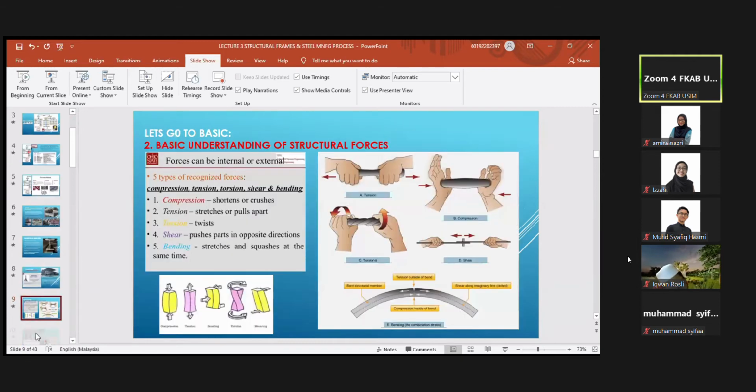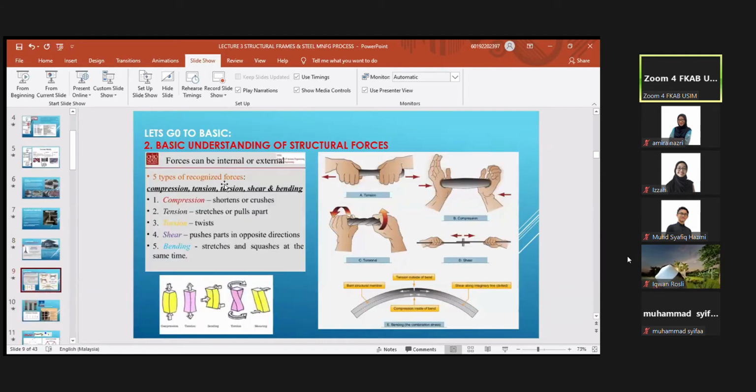Okay, let's go to basic again. Basic number 2 is basic understanding of structural forces. Have you learned about this? Do you know about this?